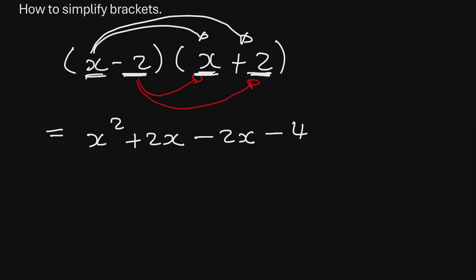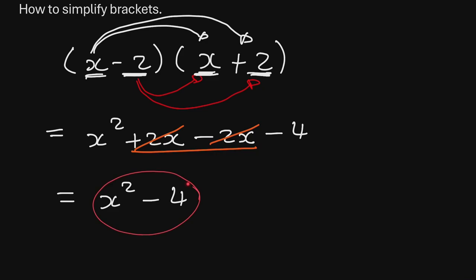So now, if we look at our like terms here, we have positive 2x and negative 2x. So these are going to cancel out and give us 0 because 2 minus 2 is 0. Therefore, what we are left with is x squared minus 4. And then this is called a difference of two squares. But you will see this when we discuss factorizing.